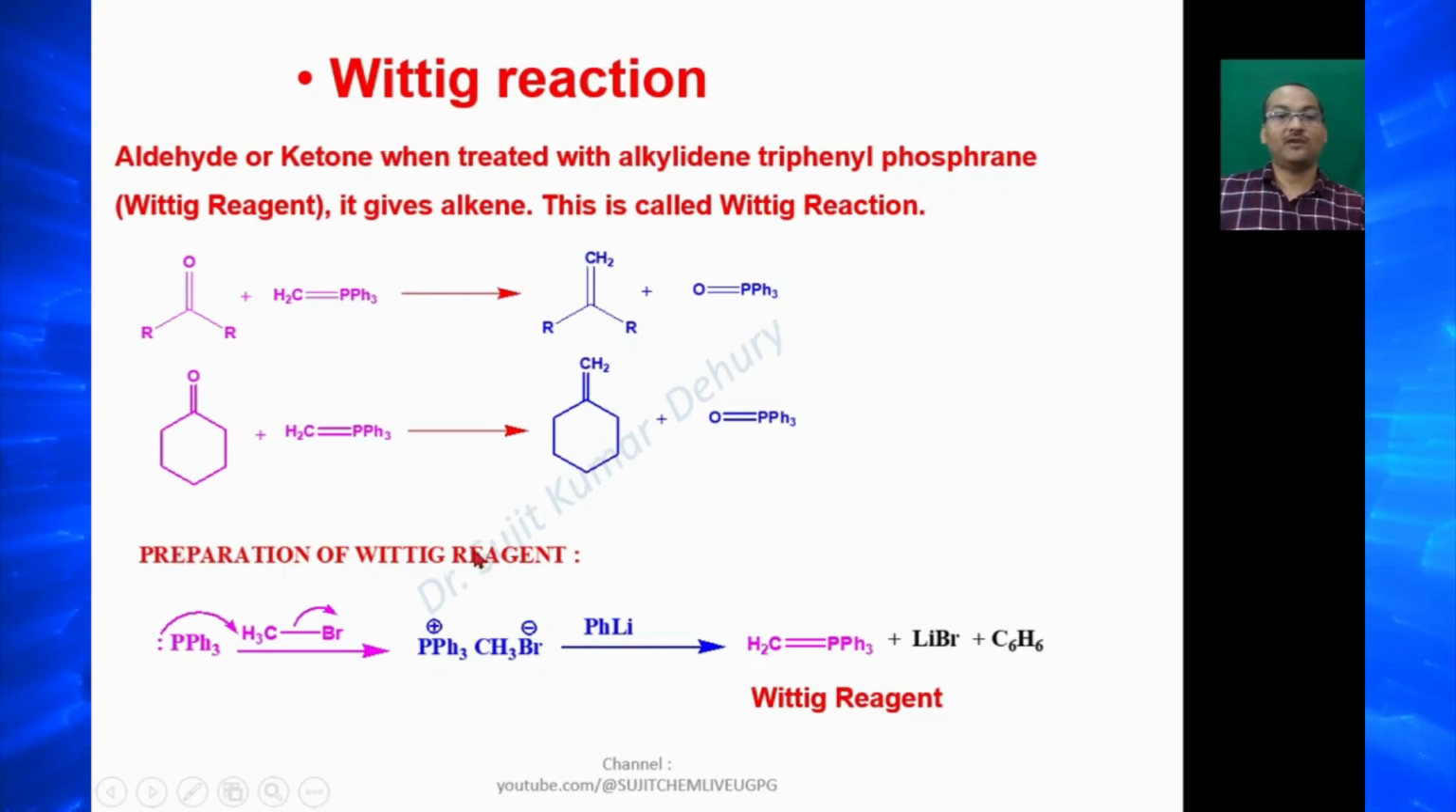How to prepare the Wittig reagent? First you start with triphenyl phosphine and react it with an alkyl halide. You end up with this intermediate, and upon reaction with phenyl lithium, the Ph minus will take the proton from the methyl. You end up with the Wittig reagent, alkylidene triphenyl phosphorane, plus lithium bromide plus benzene.